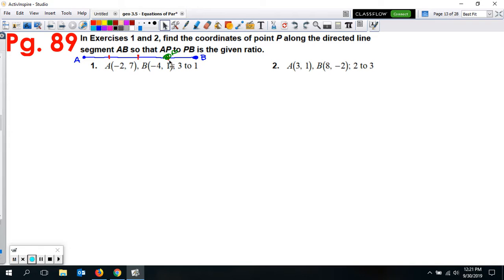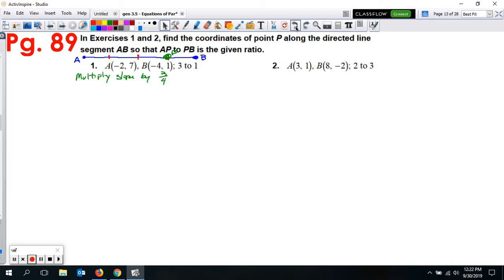And so if that's the case, then it's going to be 3 out of 5 segments. P is 3/5 of the way from A to B. So if you go from A, this is 3/5 of the way of the whole segment. So 3/5 is the fraction we want to focus on.